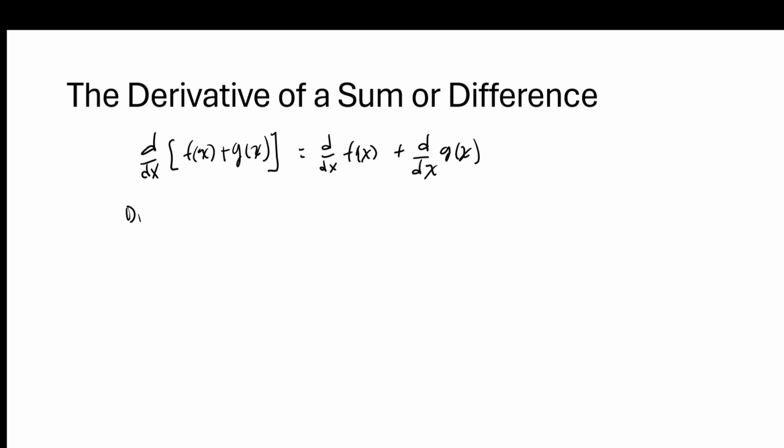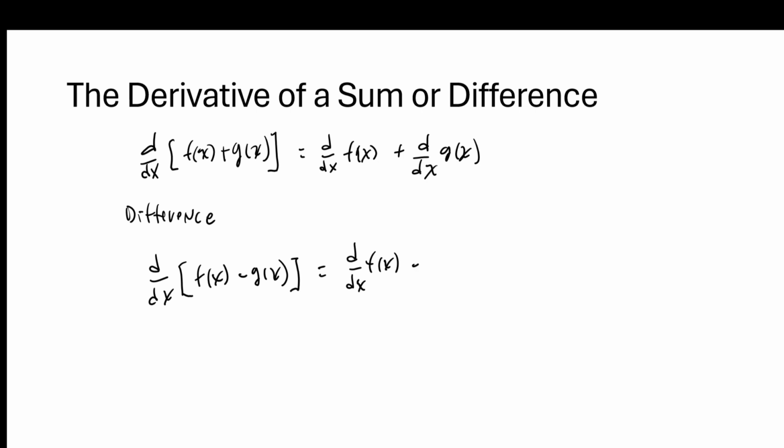Now for the difference, very similar formula. The derivative of a function f of x minus g of x is going to be equal to the derivative with respect to x of f of x minus the derivative of g of x with respect to x. So that's our sum and difference formula for the derivative.